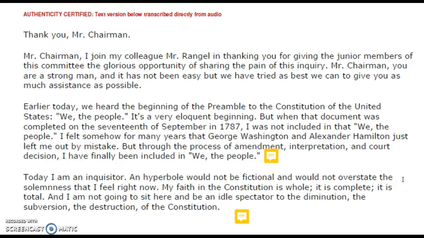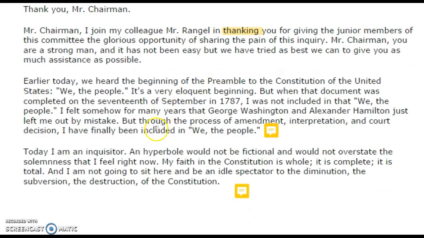Okay, so here she opens her speech by thanking the chairman and the other people in the House Judiciary Committee for letting her talk, which is pretty traditional and standard, so you can pretty much skip over that part. But as you get down a little bit further, she talks about the preamble to the Constitution of the United States. She points out a little bit ironically that maybe she was left out by mistake when George Washington, Alexander Hamilton, and many others discussed the rights of we the people.